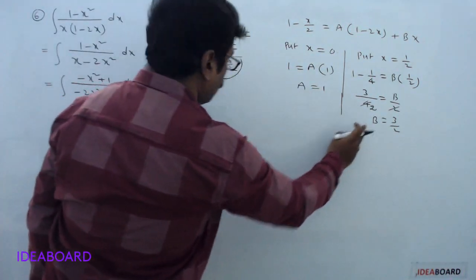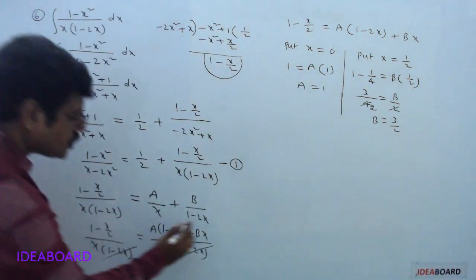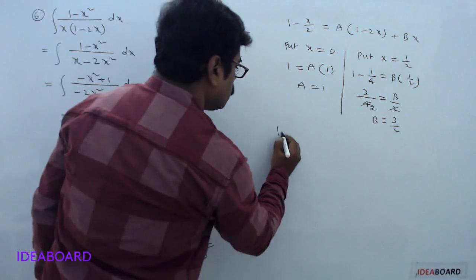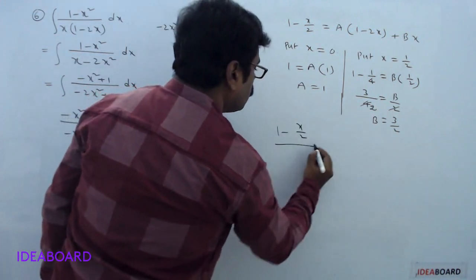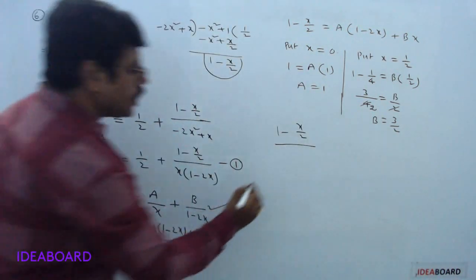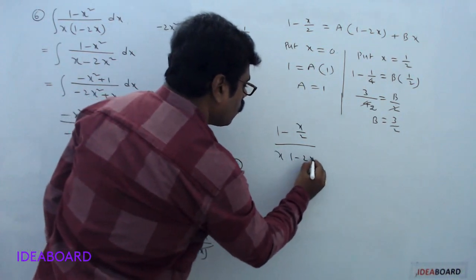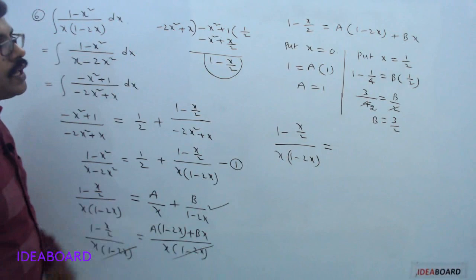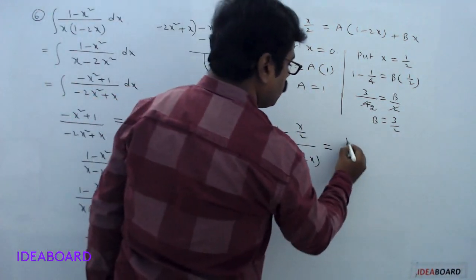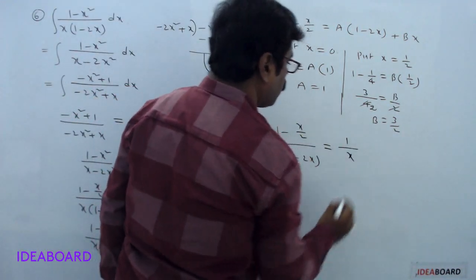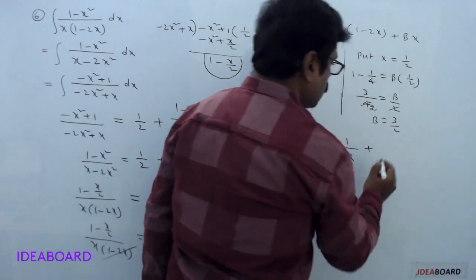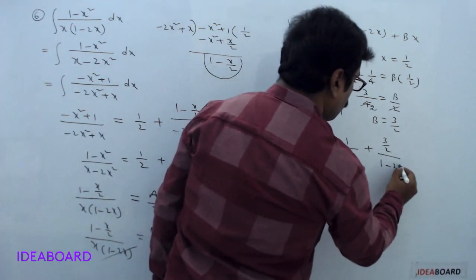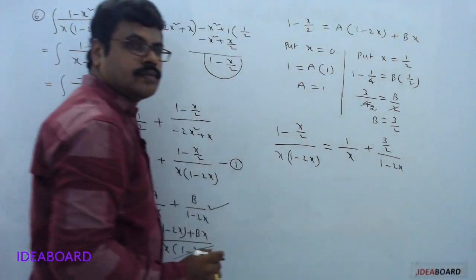Substitute the values of a and b in this equation. So 1 minus x by 2 divided by x into 1 minus 2x equals a divided by x, what is your a value? 1. So 1 divided by x plus b divided by 1 minus 2x, that is 3 by 2 divided by 1 minus 2x.